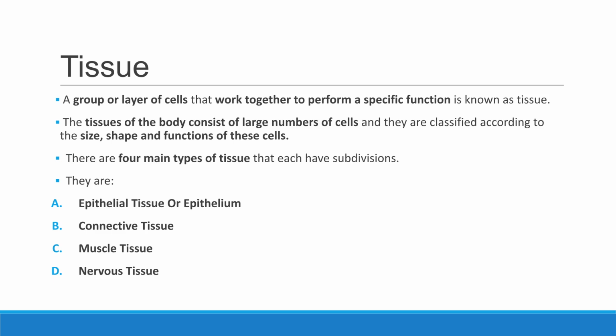A tissue is a group or layer of cells working together to perform a specific function. Tissues are classified based on the size, shape, and functions of their cells. The four main types of tissue are epithelial, connective, muscle, and nervous tissue.